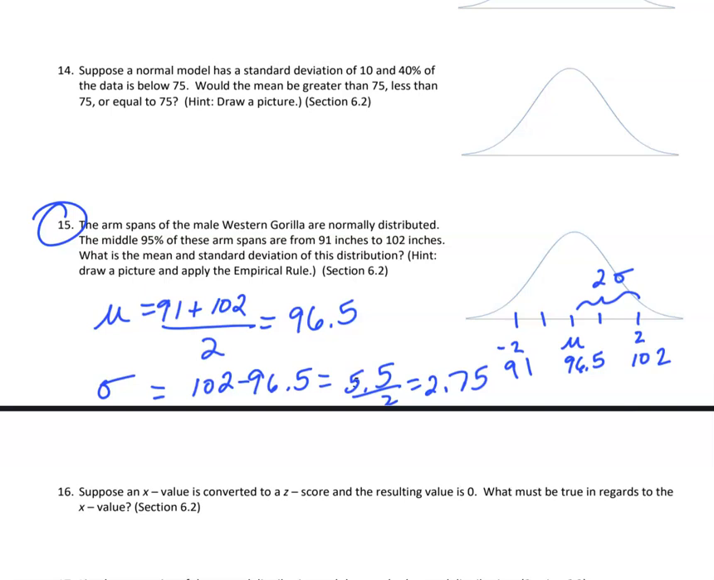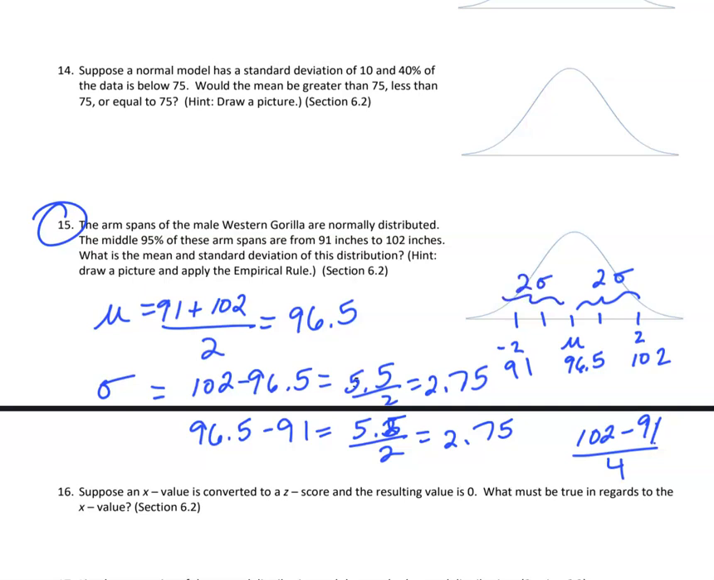That would work just as well on the lower end as well. If you did 96.5 minus the 91, you would get the exact same result. So you could do it that way. The other option would be to do the entire thing, 102 minus 91, and then divide it by 4, because that's the entire thing. There's 2 sigmas, remember, on each side. The entire would be a span of 4 sigmas.